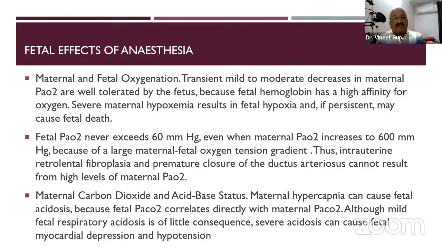Then fetal effect of anesthesia. Maternal and fetal oxygenation. Transient mild to moderate decrease in maternal PO2 is well tolerated by the fetus because fetal hemoglobin has a high affinity for oxygen. Second, severe maternal hypoxia may result in fetal hypoxia, and if persistent may cause fetal death. Second is actually oxygen dissociation. Fetal PO2 never exceeds 60 mm Hg, even when maternal PO2 increases to 600 mm Hg, because of the large maternal-fetal oxygen tension gradient. Thus, intrauterine retrolental fibroplasia and premature closure of ductus arteriosus cannot result from high level of maternal PO2.